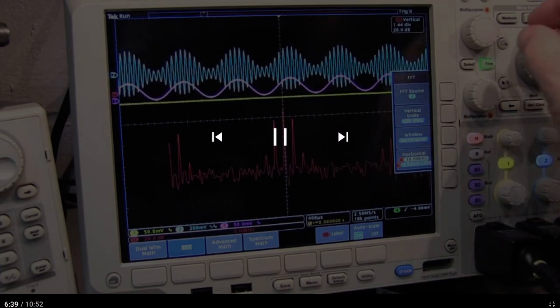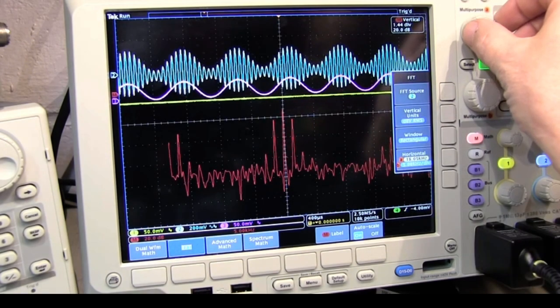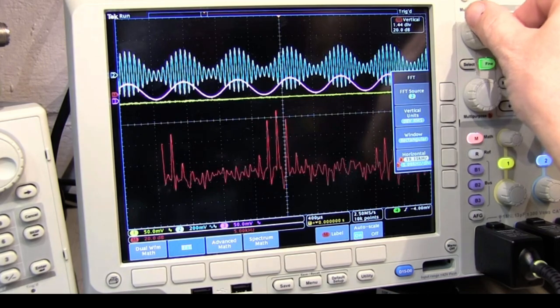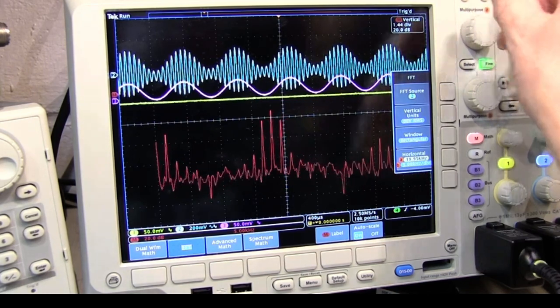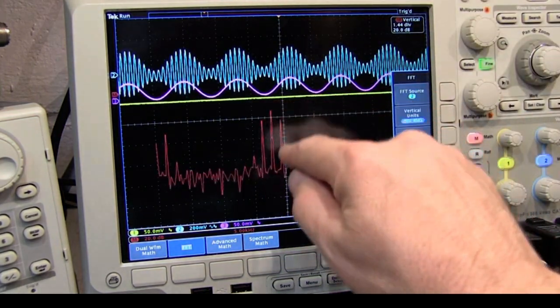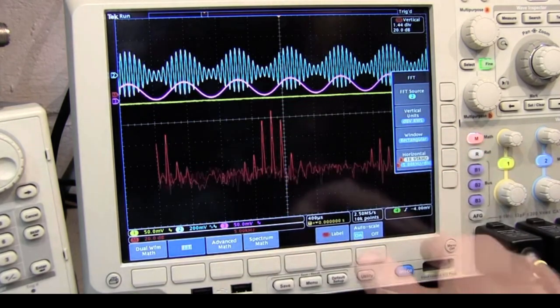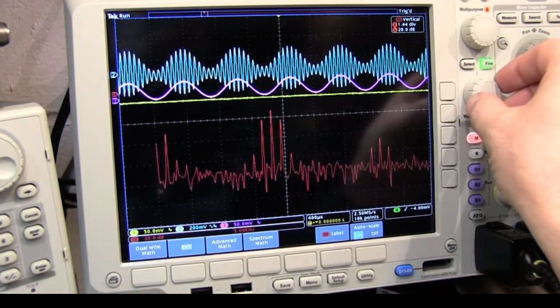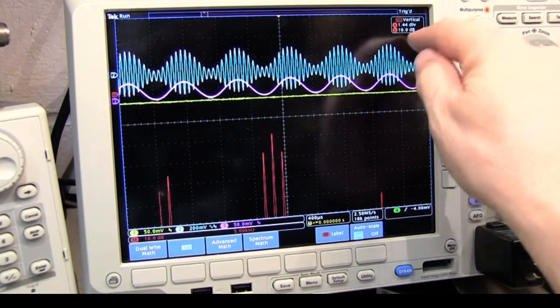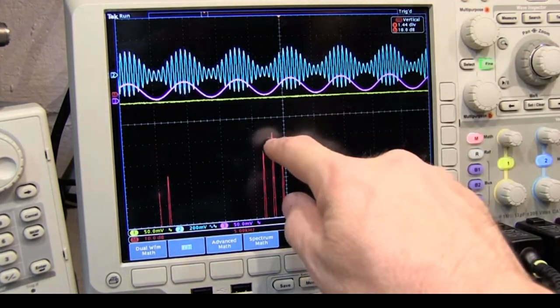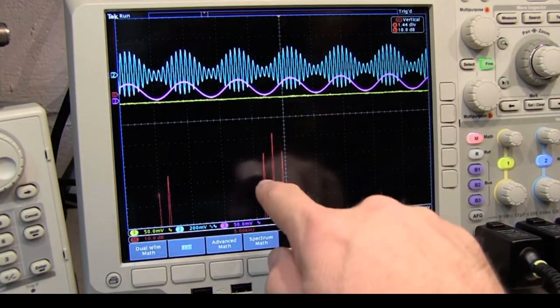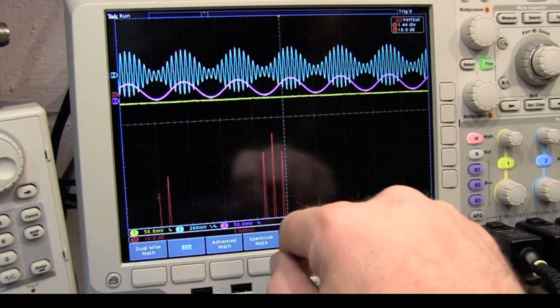Take and adjust the center frequency to be just a little bit off. Make it a little bit easier to see the carrier here if it's not lined up with the centered radical. And I'm also going to adjust the vertical scale of the FFT result to be 10 dB per division. So now we can actually see the magnitude of the carrier and the upper and lower sidebands here.